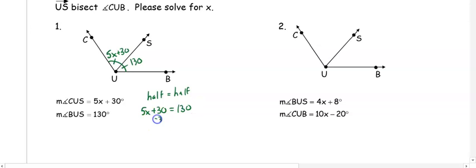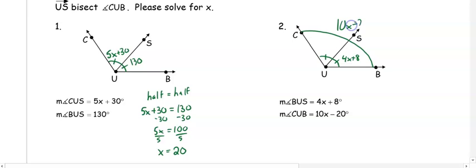We can solve by subtracting 30 from both sides. 5x equals 100. Divide by 5. So x equals 20. In number 2, again, we know that these angles are bisected. So we know that BUS is 4x plus 8, and this whole angle, CUB, is 10x minus 20.